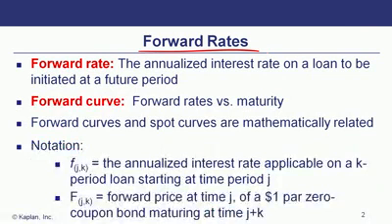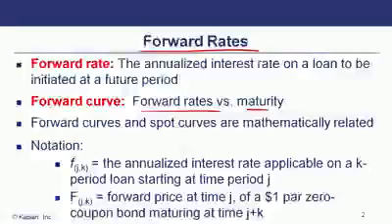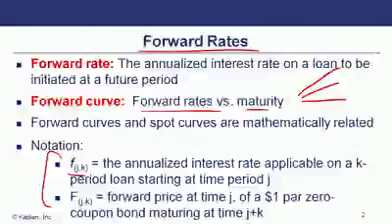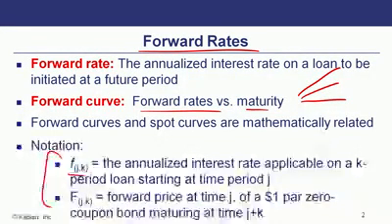So forward rates here, as I just talked about, this is the annualized interest rate on a loan that's going to be initiated in a future period. Forward curve, so forward rates versus maturity. Again, if the forward curve's like this, then we're going to have the spot curve, then we're going to have the yield curve down here. So the forward curve and spot curve are mathematically related, and this is where we get into the notation. So f sub JK, okay, is the annualized interest rate applicable on a K period loan starting J periods from today. So K, the second number, okay, J is the first number, so starting J periods from today.